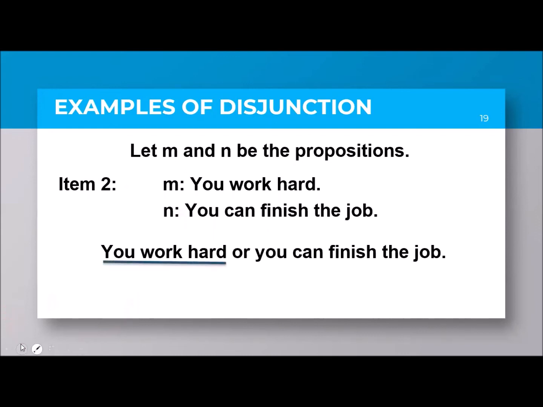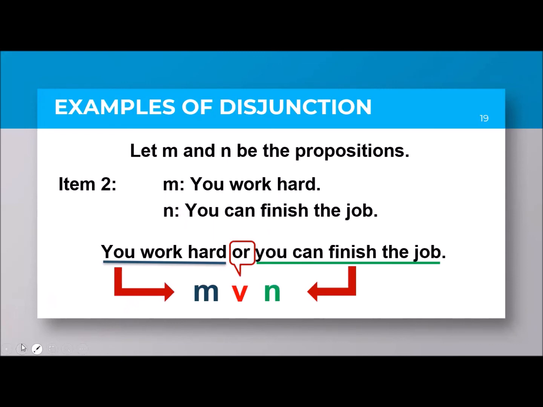Okay, thank you so much. You work hard is M. You can finish the job is N. And the or is represented by small letter V. So that is M or N. Those are examples of disjunction.